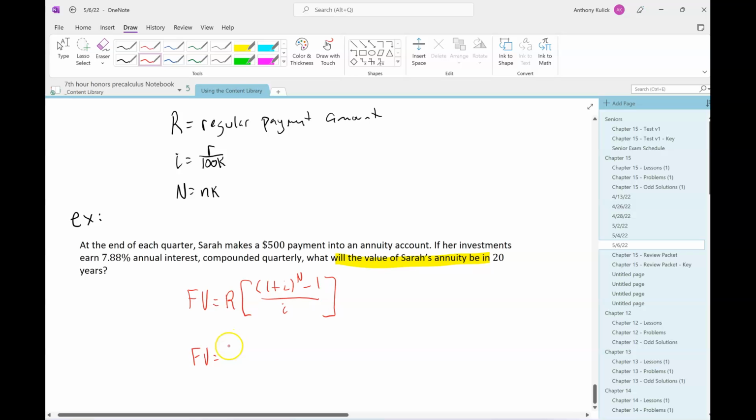Okay, so let's start filling things in. What are we filling in for capital R? The 500. Good. And then I'm just going to write it this way, and I'm just going to off to the side write down the stuff for i and N, because it gets a little busy if you try to write that all in the same formula. So i was lowercase r, which would be the 7.88 over 100k. What's the k in this case? Quarterly. You know, either place is fine. And then N is nk.